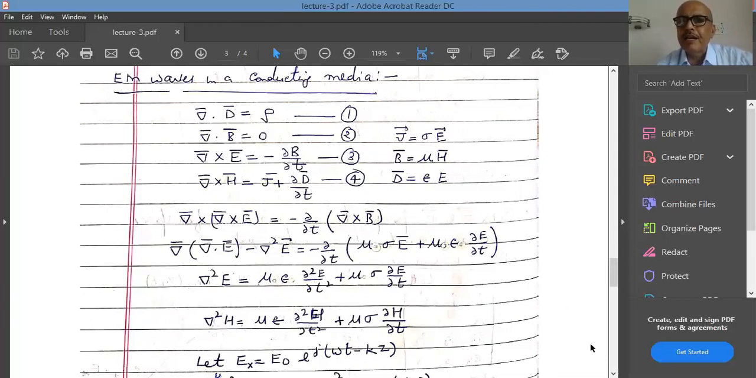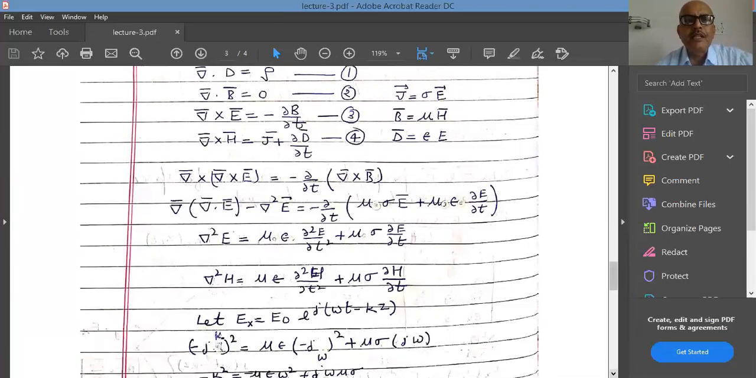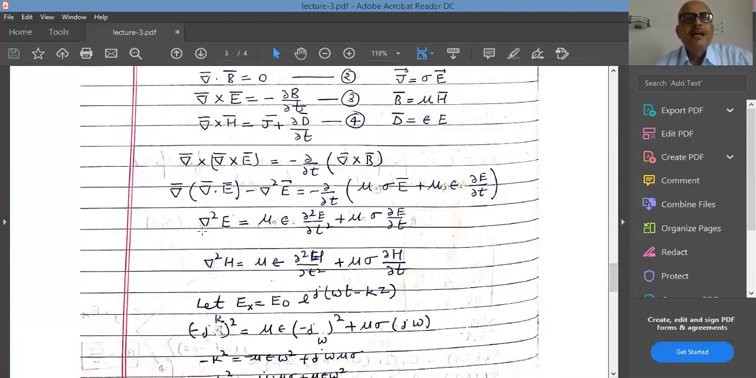So if you substitute it and write down the equation in the final form, del square E is now mu epsilon del square E over del t square plus mu sigma into del E over del t. Similarly, if you repeat the same thing for equation number 4, make the substitution by using equation number 3, you will end up with a similar equation. The equation is similar, only in place of E we have H. So you can see these are the two equations which have to be solved to give us the information about electromagnetic wave propagation in a conducting media.